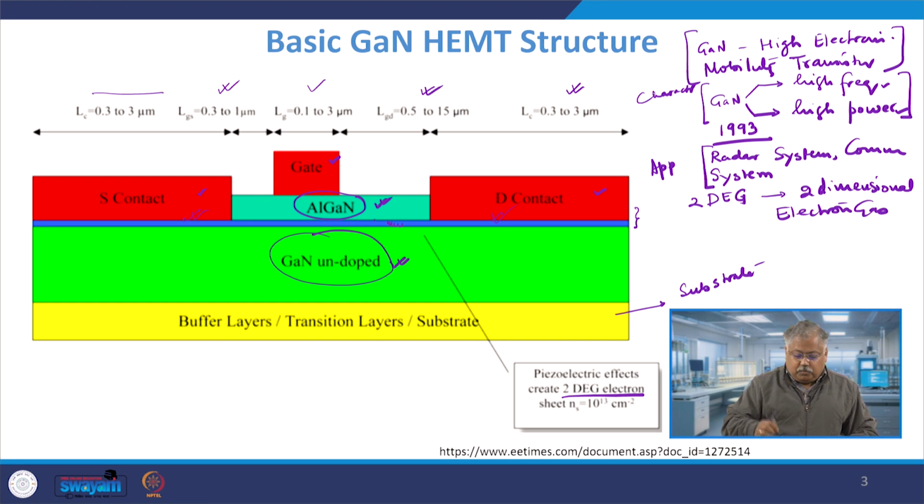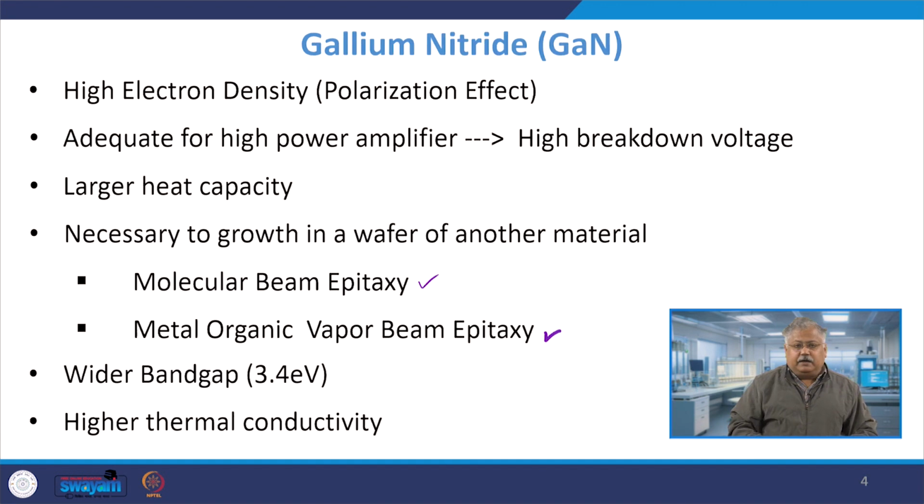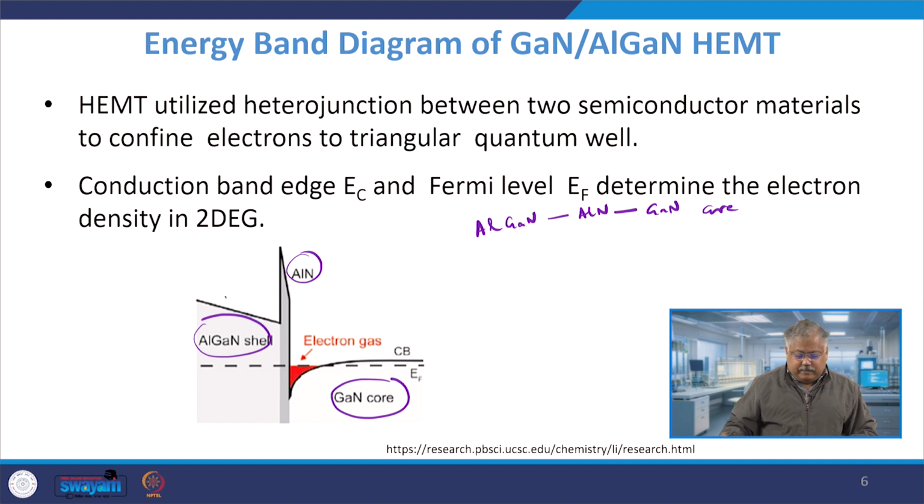We are looking from top to bottom. So, we are going from this aluminum nitride and then the gallium nitride core. We are going from top to bottom, not sideways, right? We are going from top to bottom and trying to find out the conduction band edges.